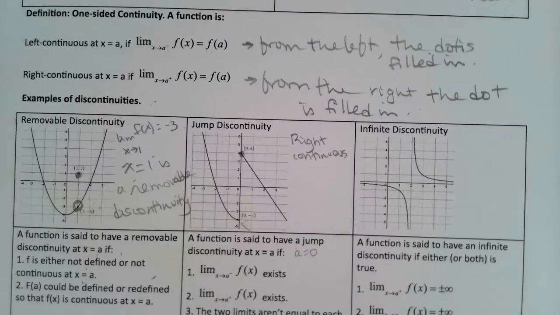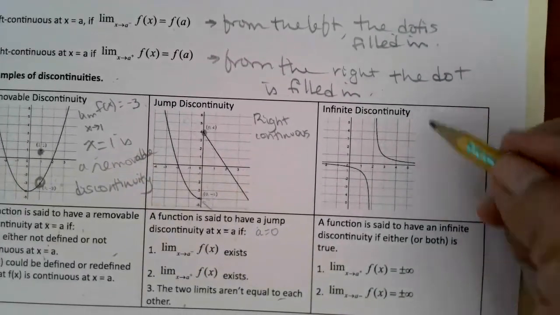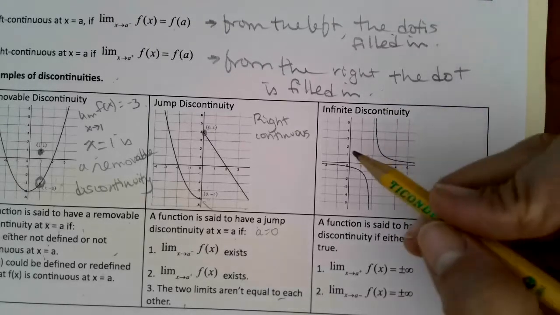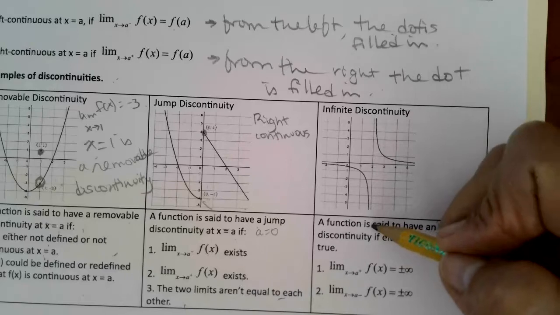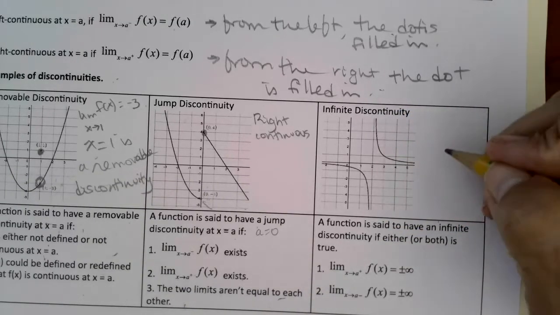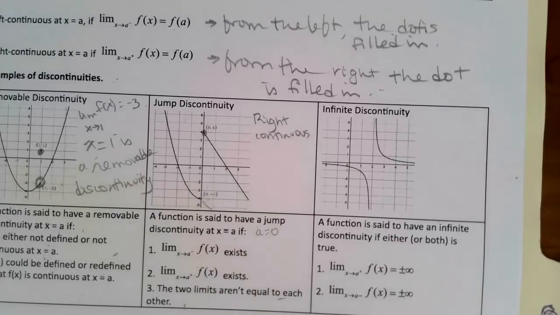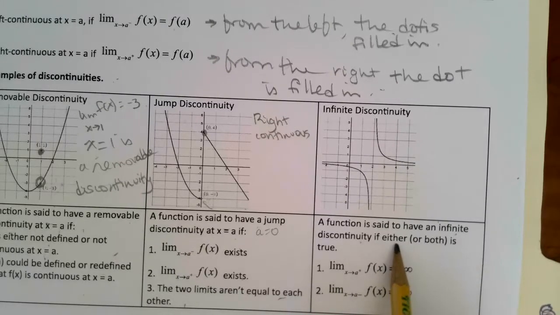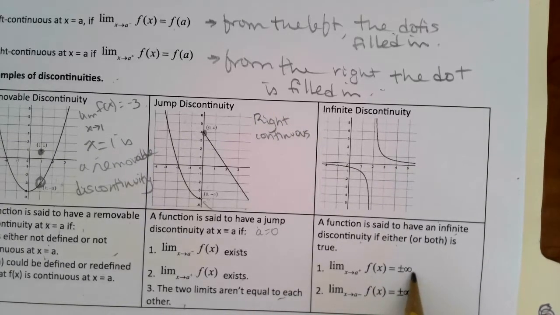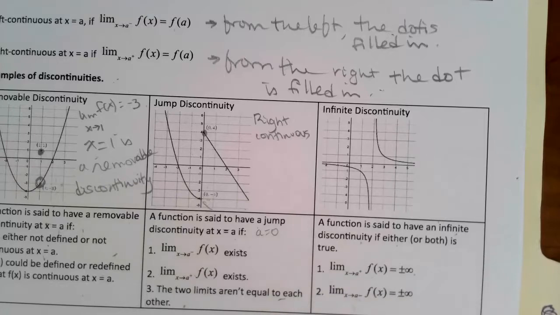It just is. And then the final type of discontinuity is an infinite discontinuity, and that's just going to be these vertical asymptotes. Now, it can either be one side goes to negative infinity and the other side goes to positive infinity, or they could both go to positive infinity or negative infinity. Okay? So a function is said to have an infinite discontinuity if either or both is true. So the limit as x approaches a from the right of f is either plus or minus infinity, and the same thing as you approach a from the left, plus or minus infinity.